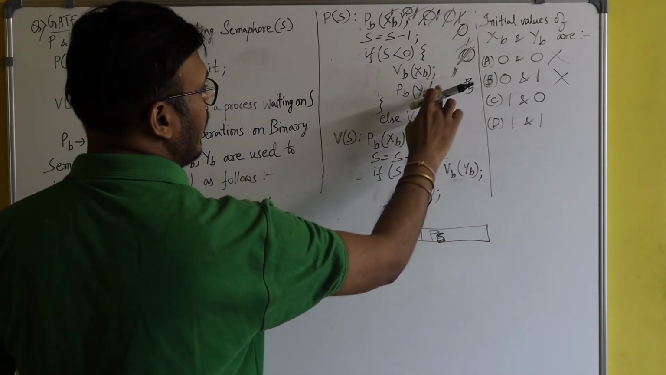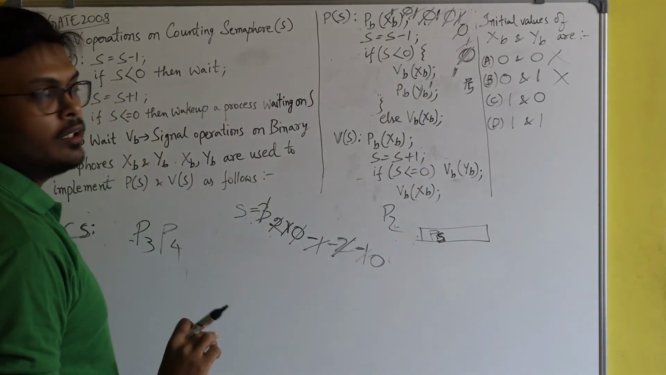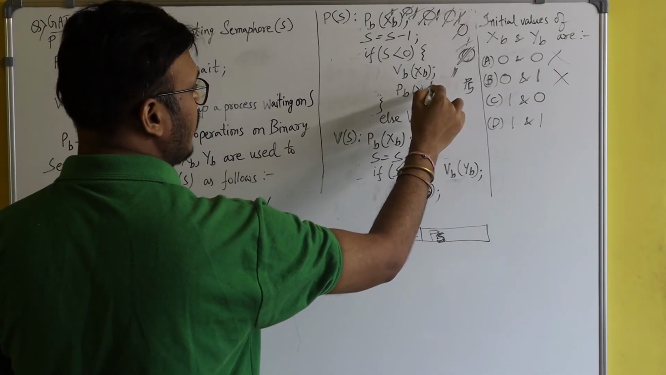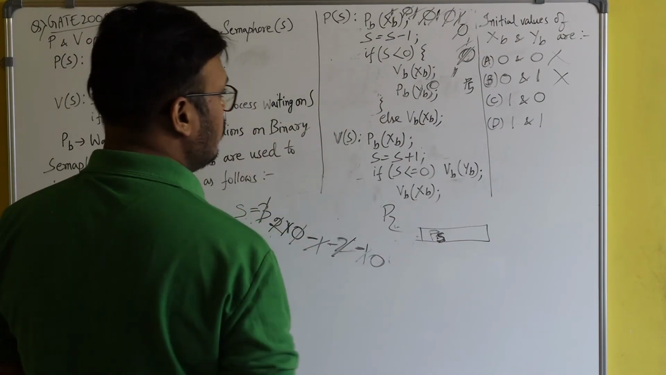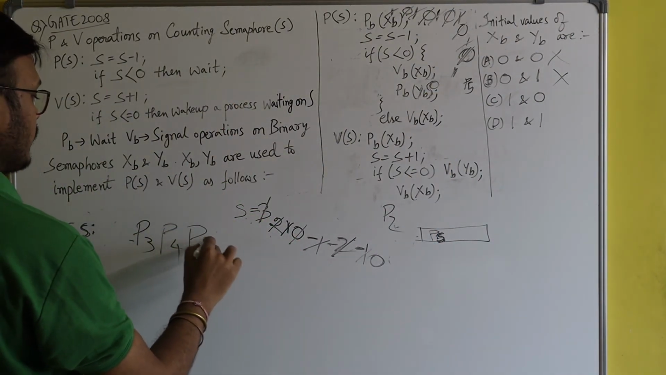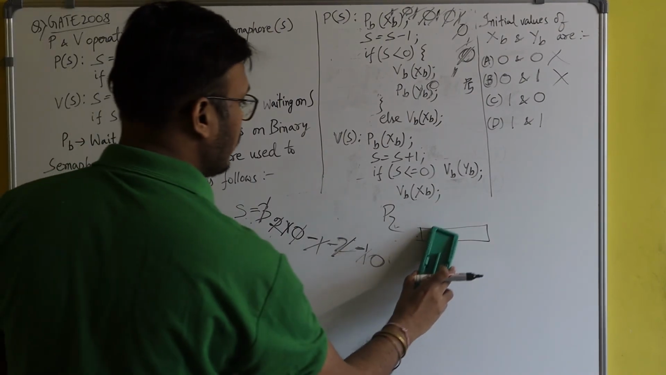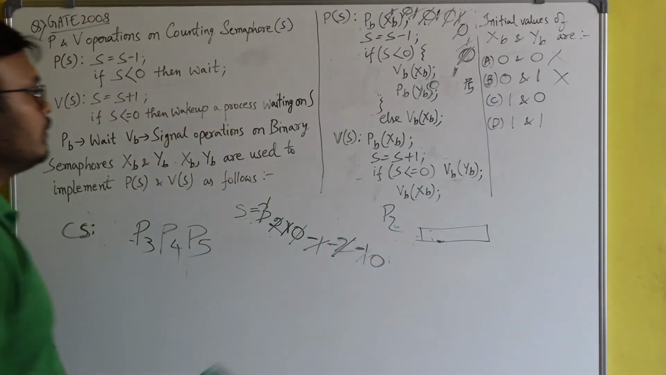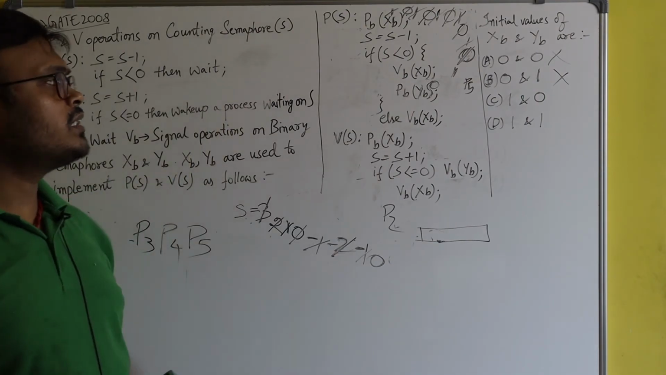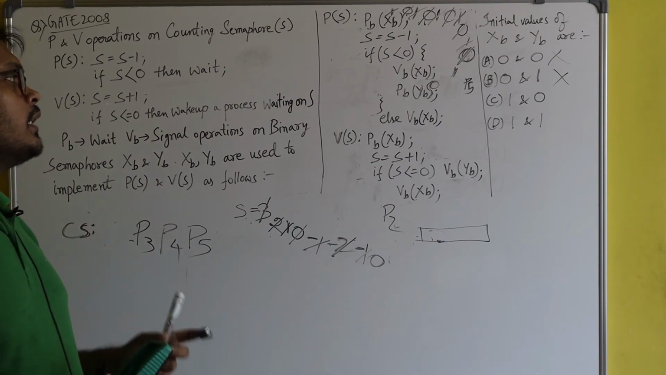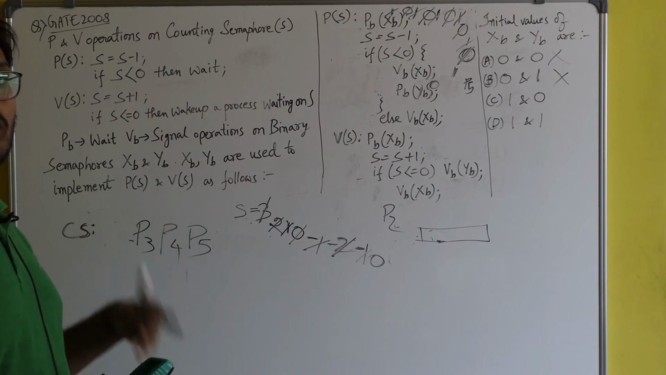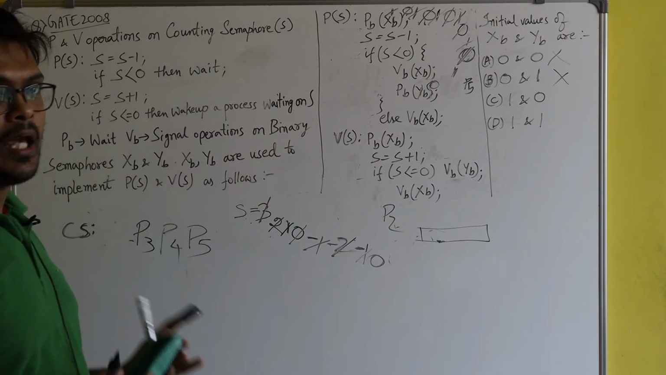Since the value of YB has become 1, P5 will execute this code and make it 0. Now P5 has successfully entered the critical section. So in this way, the whole thing will happen. Here, what is the task of XB? XB is a binary semaphore which provides mutual exclusion to the counting semaphore S.